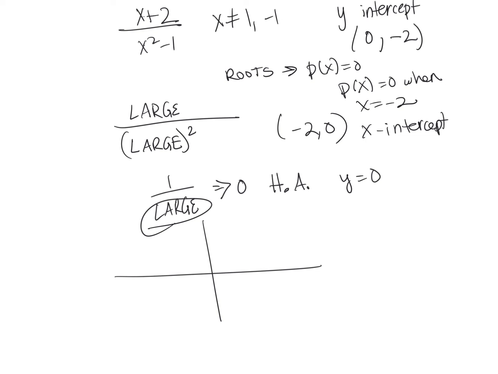So on this graph, it's going to approach 0. Like if I put 1,000 in there, it's going to approach 0. It's going to approach it from the top because it's going to be coming down from the top there. It's going to approach 0 on both sides, going through there.